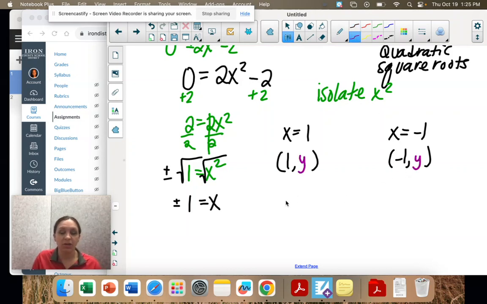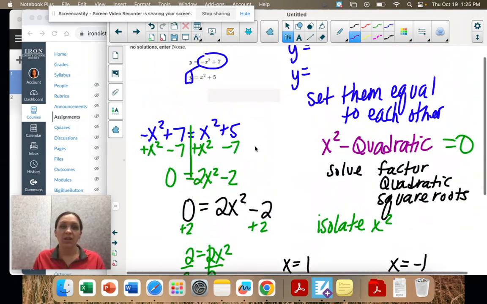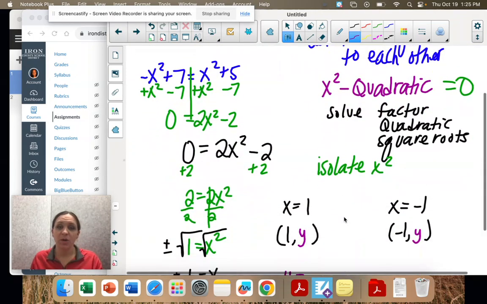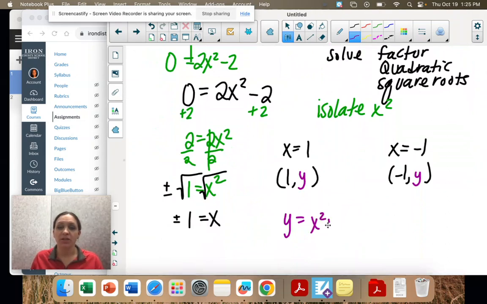So let's go get our equation. Y equals, and you can use either of these, it doesn't matter. I'm going to use the bottom one because it's all positive. Sometimes the negatives, I mess up on those. So I always choose the one with all positives.